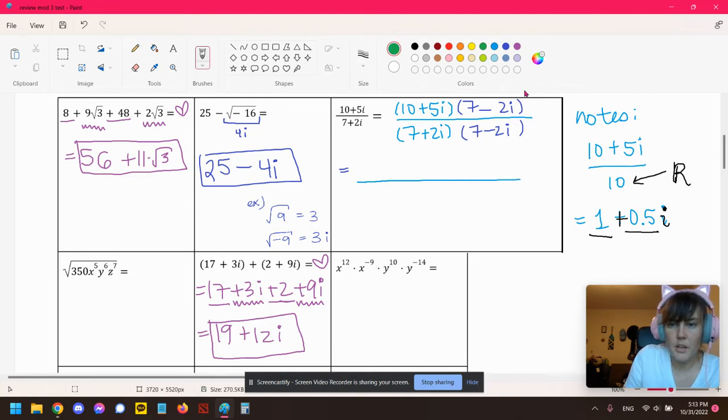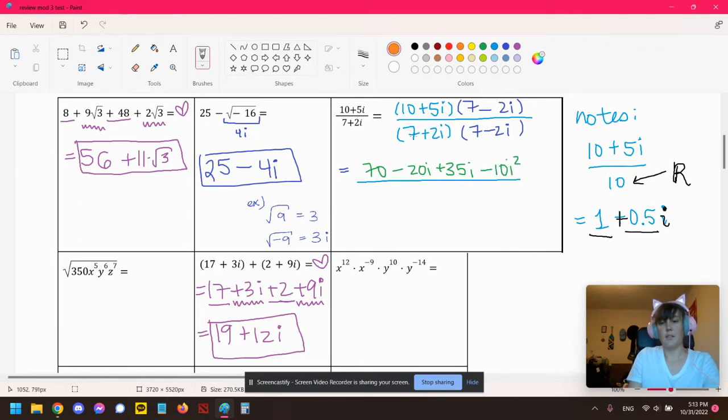The reason this helps is now when we do 10 times 7, 10 times negative 2i, 5i times 7, and 5i times negative 2i, this will just be a different complex number. This ends up being 70 minus 20i plus 35i, oh gosh, plus 10i squared.